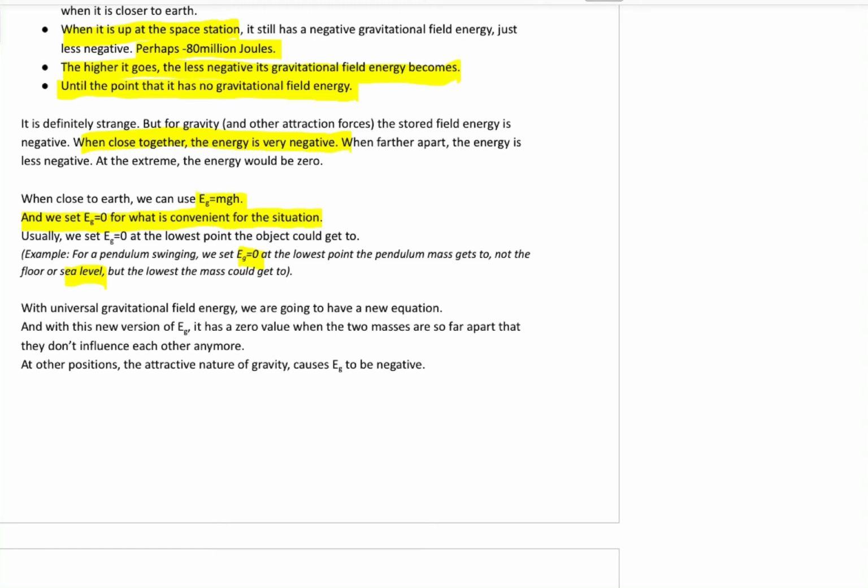Now it's going to be a little bit different. We're going to do some math and we're going to come up with a new equation, a new expression for gravitational field energy, universal. So it'll work far from Earth, close to Earth, it will work everywhere. But the 0 amount isn't arbitrary. The 0 amount is going to happen when these masses are so far apart that they don't influence each other anymore. And at every other position, the EG is going to be negative. The closer together they are, the more negative. The farther apart, the less negative, or the closer to 0.